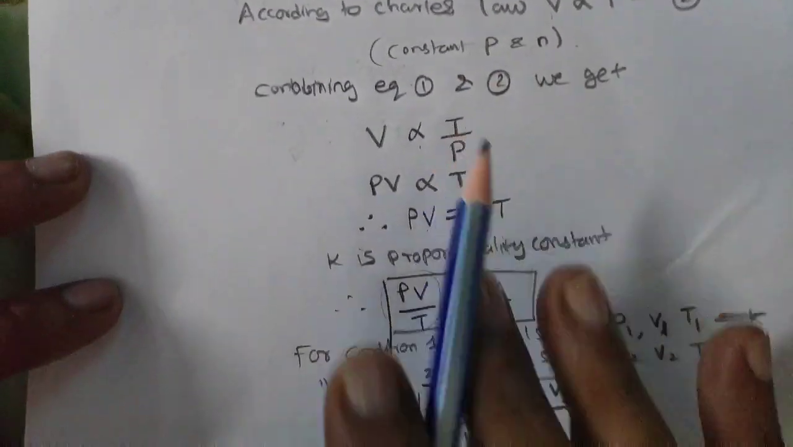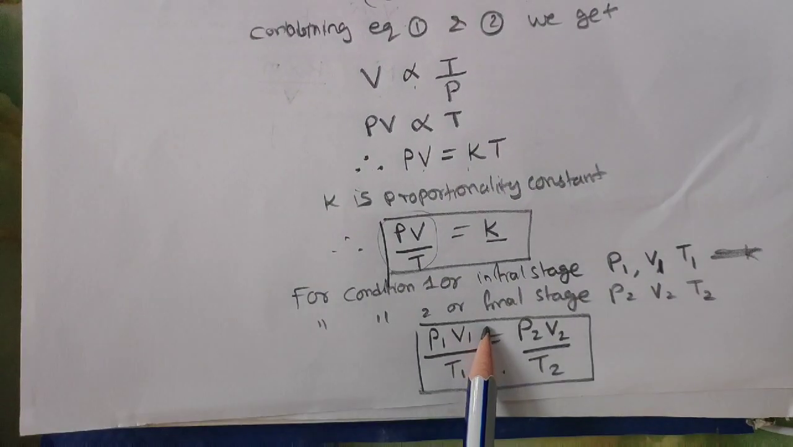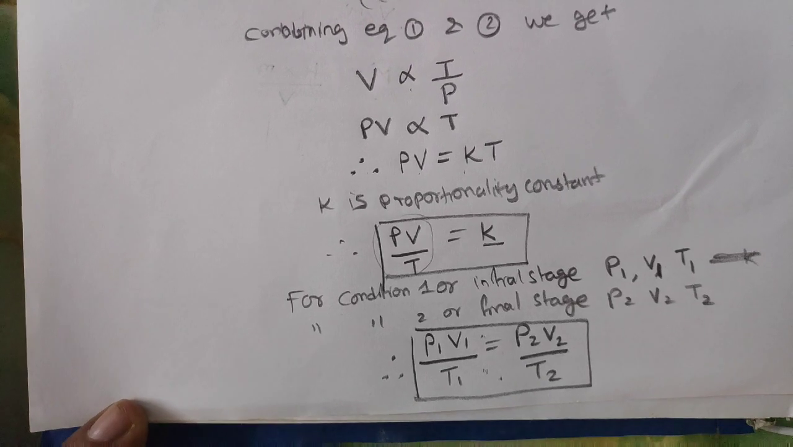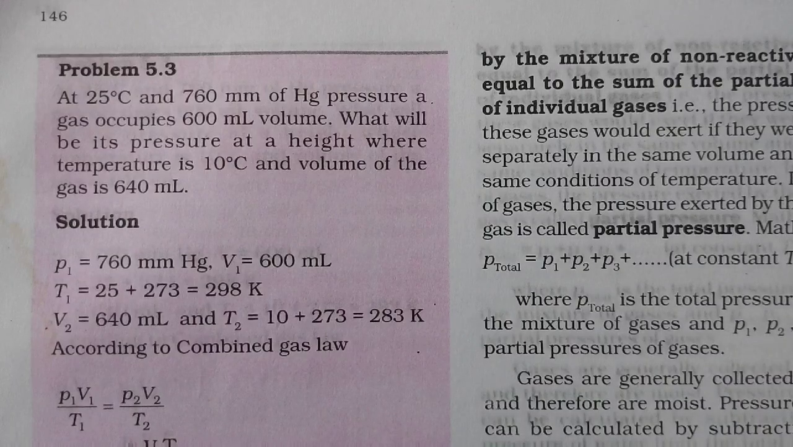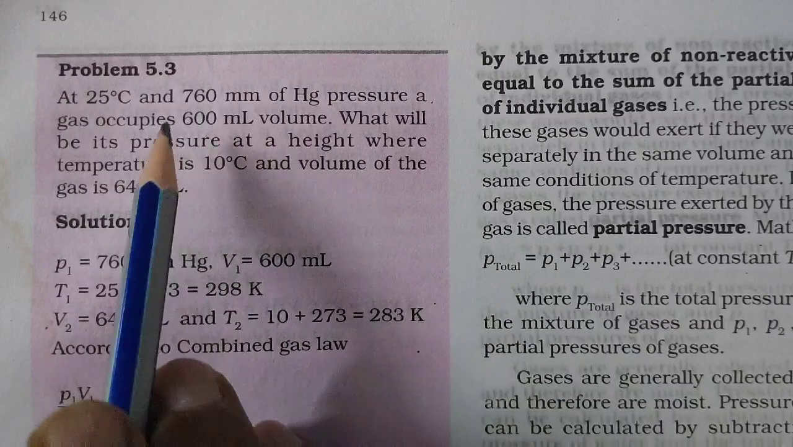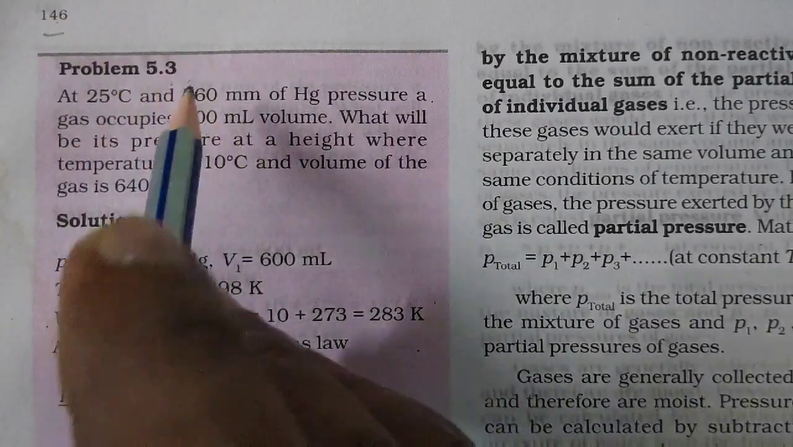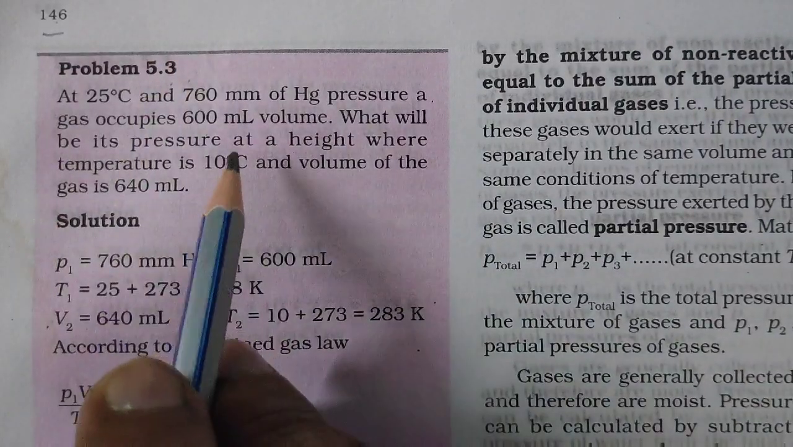Understood? So this is the relation we have derived here, and this formula you have to remember. Now the numerical based on this. You can see the numericals: textbook page 146, problem 5.3. This you have to write in your notebook.